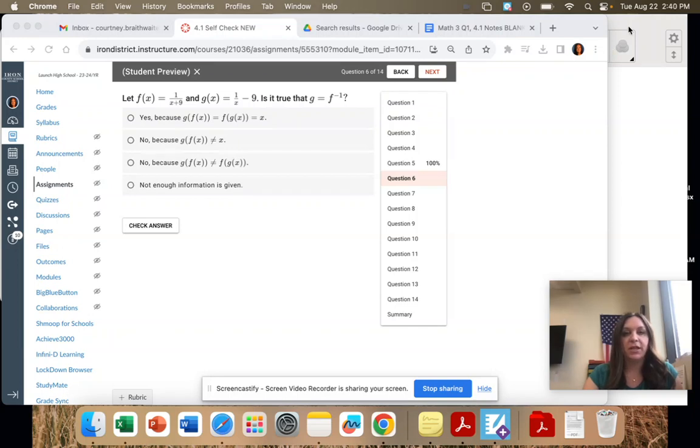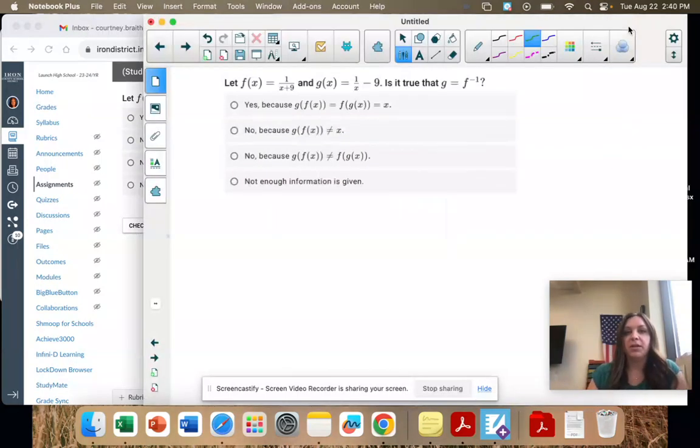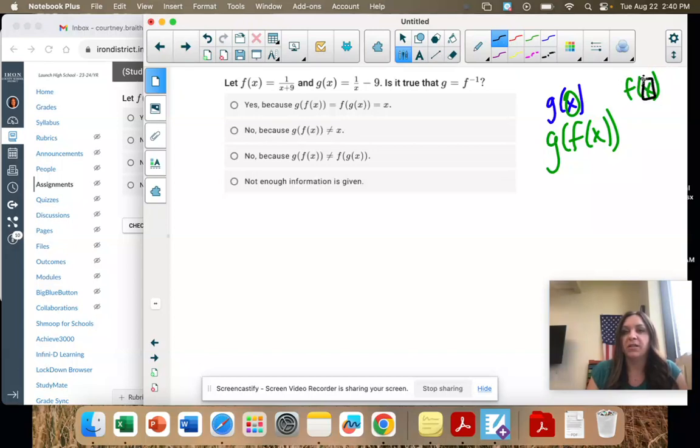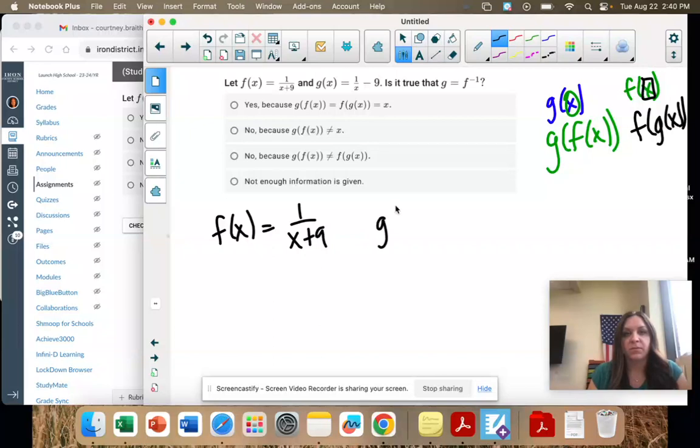So 6, we're looking at inverses. So remember, if you insert f of x into g of x, so if I have g of x, I'm going to replace x with the whole function f of x. And then we're going to do the same thing. We're going to take f of x and replace everything with g of x, every x. So I'm just going to rewrite it. And this is how we can tell if functions are inverses algebraically.